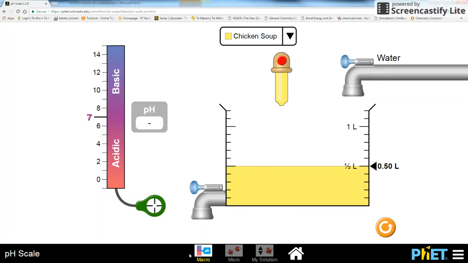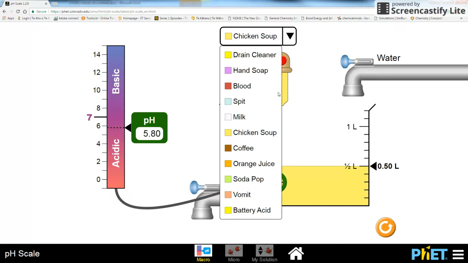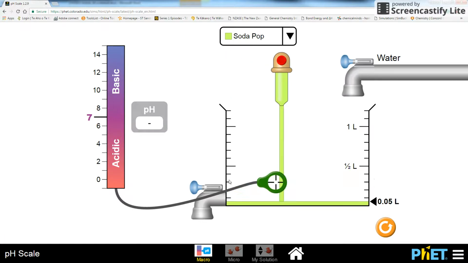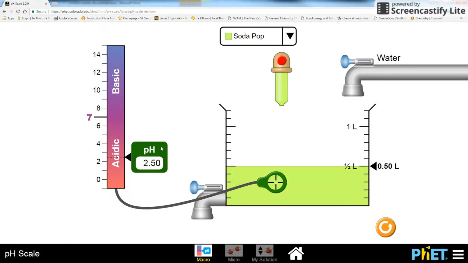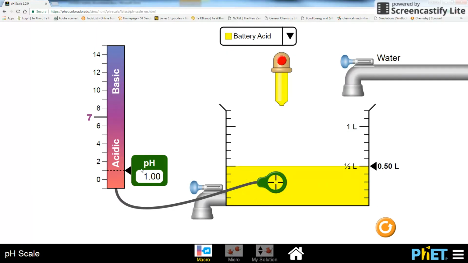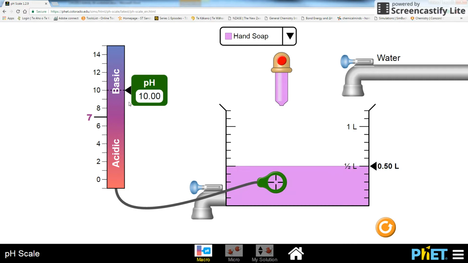You start with the macro version where you can measure the pH of different substances. So notice, for instance, if the pH is less than 7, it's acidic. So like chicken soup, you can explore coffee and you can see it's also acidic. What about soda pop? So these are your carbonated drinks. You can see they're obviously not very good for your teeth, or your battery acid. But if you explore other substances like soap, you'll notice that they are basic.